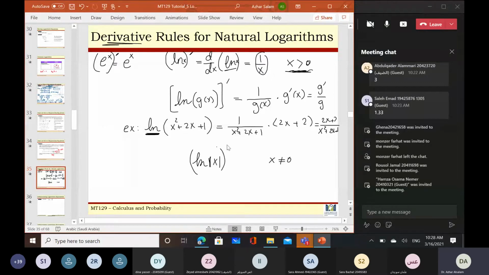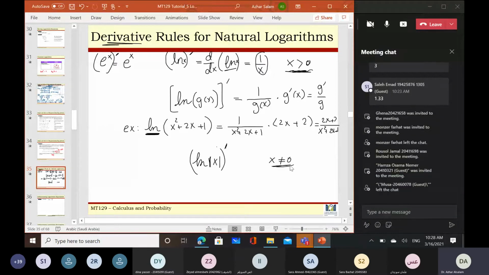That means when I take the derivative of this, I only need that it's not equal to 0. It will be the same derivative 1 over x.